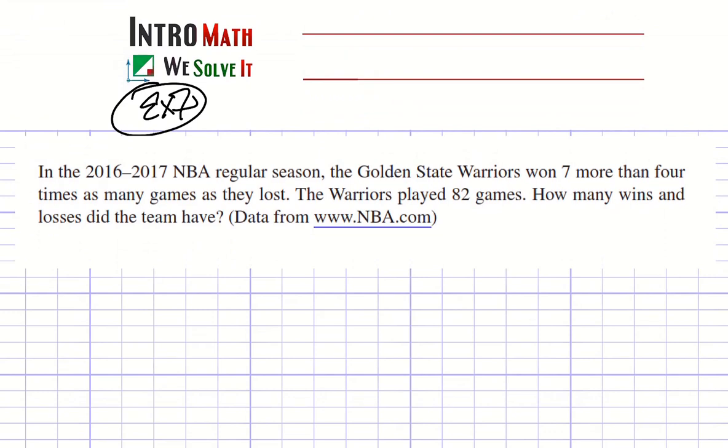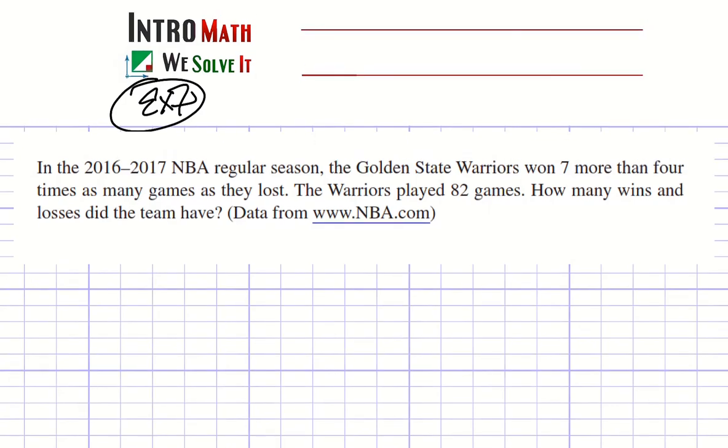Okay, here is the next one. It says in the 2016-2017 NBA regular season, the Golden State Warriors won 7 more than 4 times as many games as they lost. You see, they are comparing the team with itself, comparing lost and won. The Warriors played 82 games. How many wins and losses did the team have? So it's about comparing losses and wins, right?